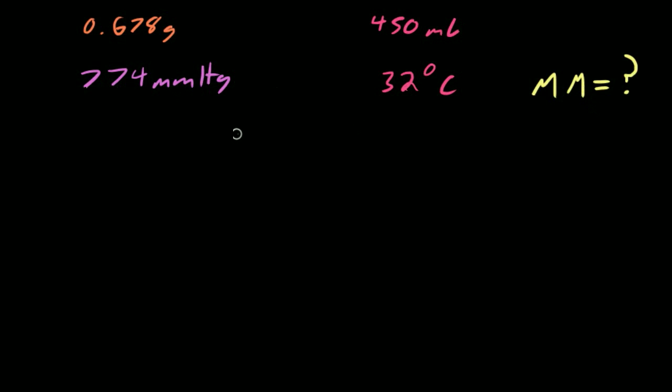So now let's remember our ideal gas equation. It's the pressure times the volume is equal to the number of moles times our ideal gas constant R times the temperature. And always remember it's going to be the temperature in Kelvin. Now let's take a look at this n, because n is going to be our number of moles.